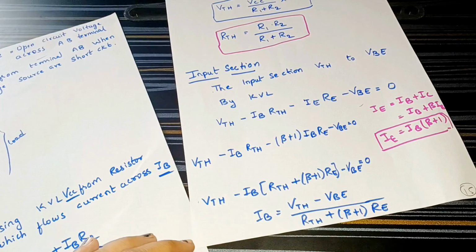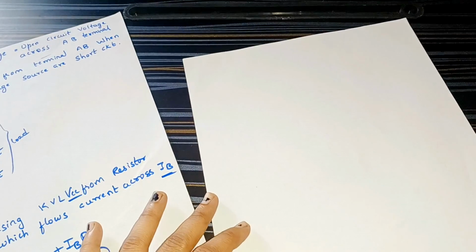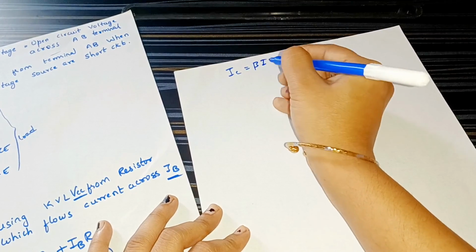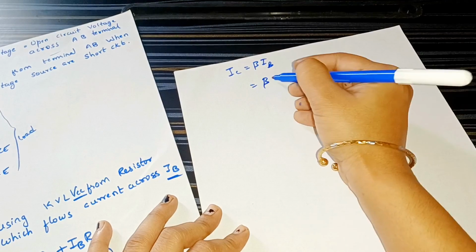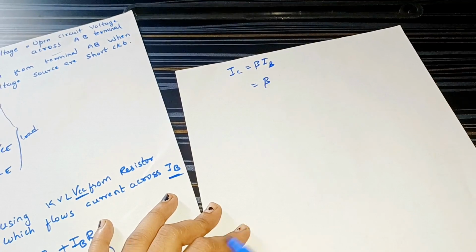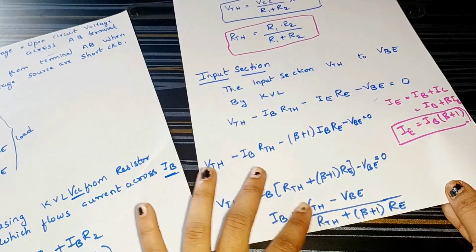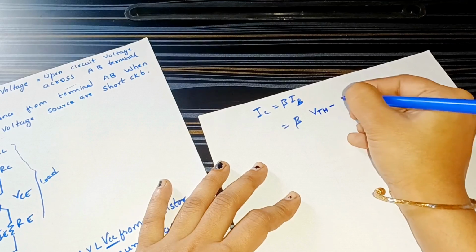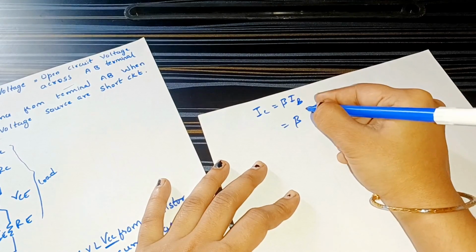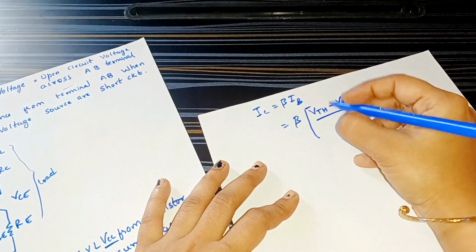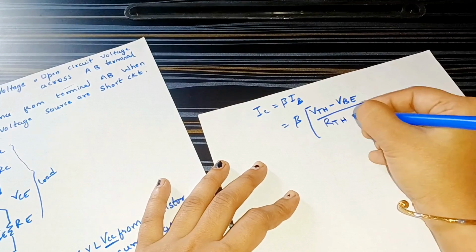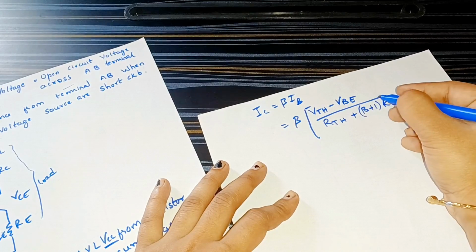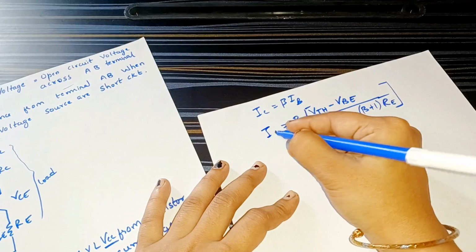Now we can find IC from this IB value. IC equals beta into IB, so IC equals beta into VTH minus VBE divided by RTH plus beta plus 1 into RE. This is our IC value.